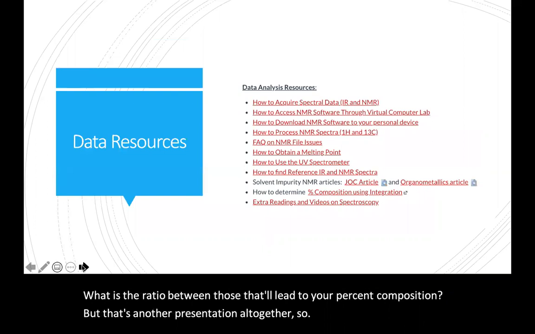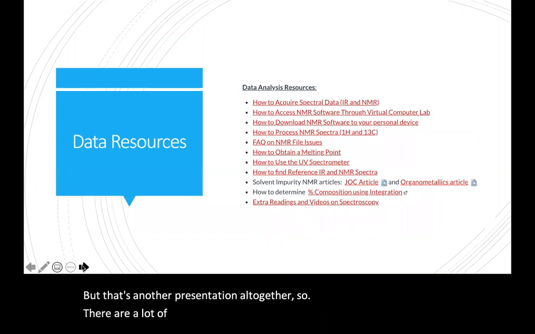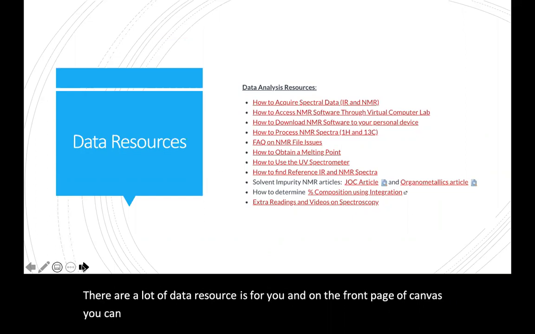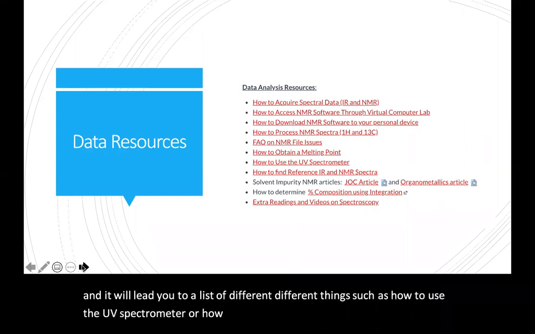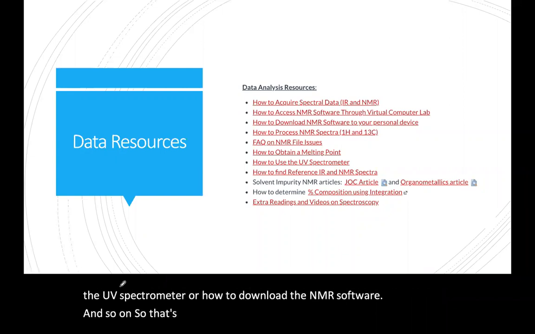There are a lot of data resources for you, and on the front page of Canvas, you can click on a tab that says Data Analysis Resources or Data Resources, and it'll lead you to a list of different things, such as how to use the UV spectrometer or how to download the NMR software and so on. Okay, so that's useful to know about when you're writing your report.